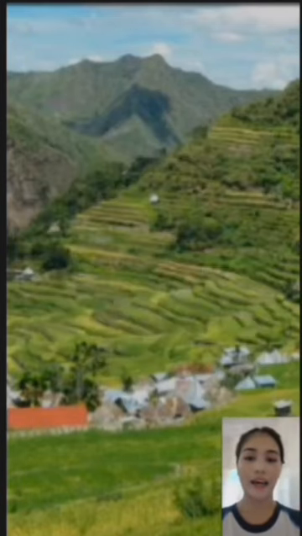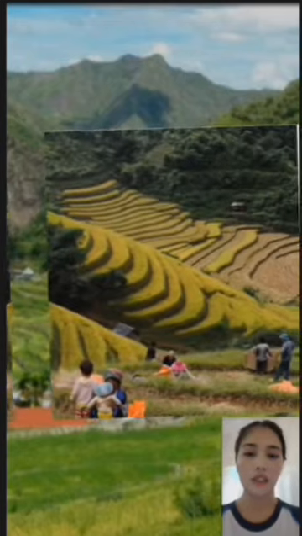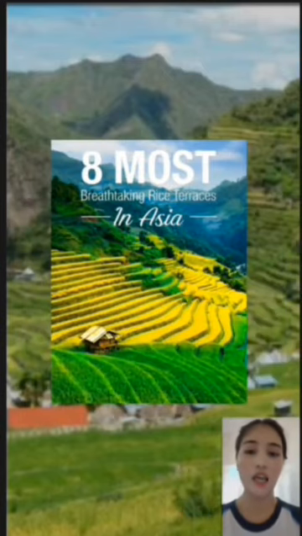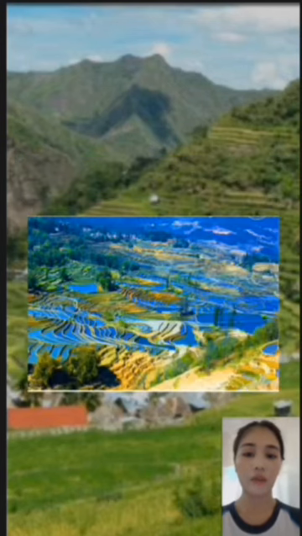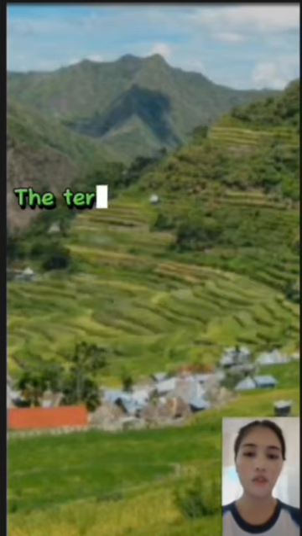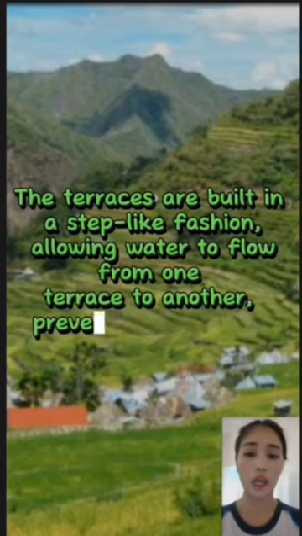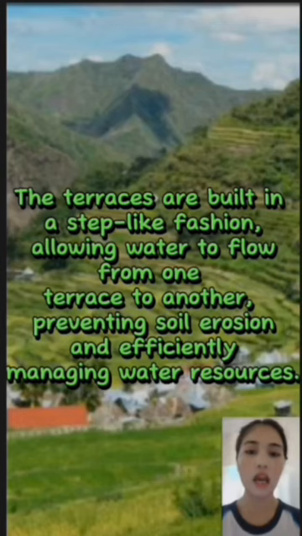So I explained the rice terraces forest system is a traditional farming technique commonly practiced in mountainous regions, particularly in South Asia. This system involves carving terrace fields into steep slopes of mountains to cultivate rice. These terraces are manually constructed, creating level platforms that retain water for rice cultivation. The terraces are built in a step-like fashion, allowing water to flow from one terrace to another, preventing soil erosion and efficiently managing water resources.